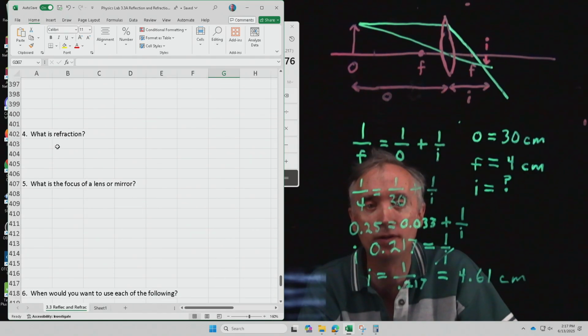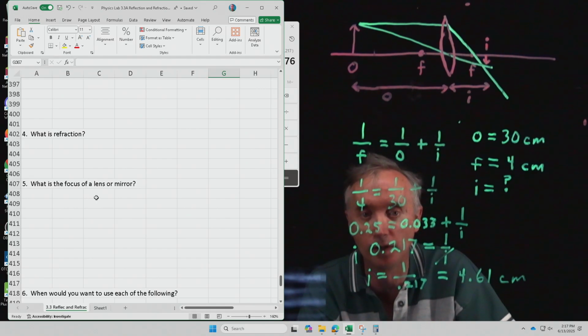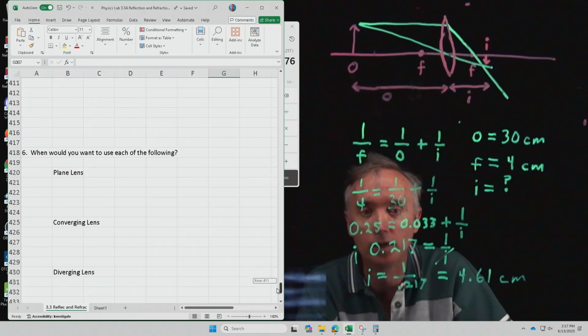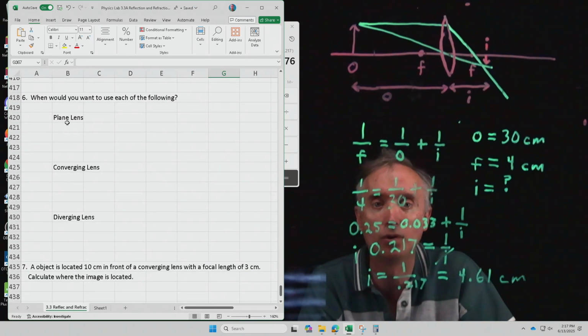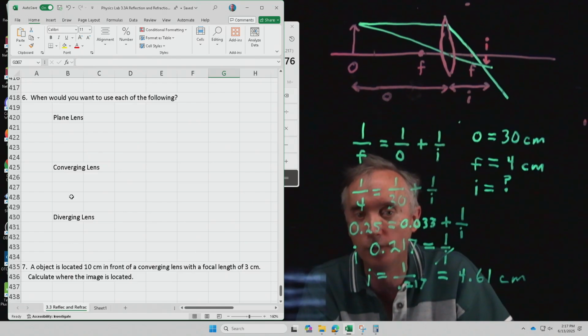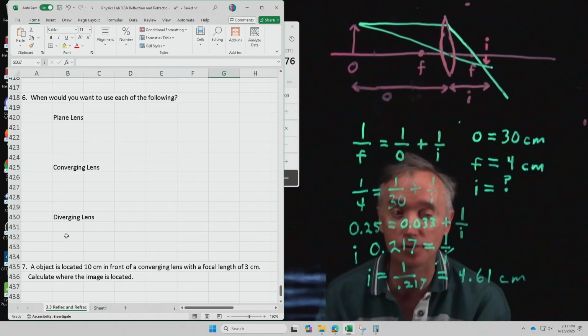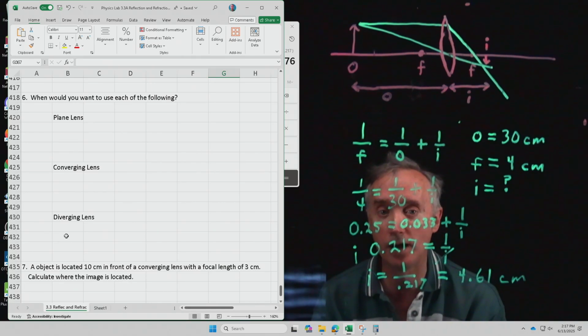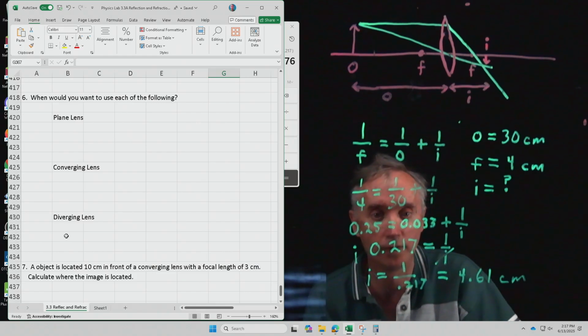Okay, next is, what is refraction? Okay, what is the focus of a lens, or what is the focus of a mirror? Okay, here's another application. So when would you want to use a plane lens? When would you want to use a converging lens? And then when would you want to use a diverging lens? So you might want to think about microscopes, and you might want to think about telescopes and how they use lenses. You might also want to think about eyeglasses, all of that.